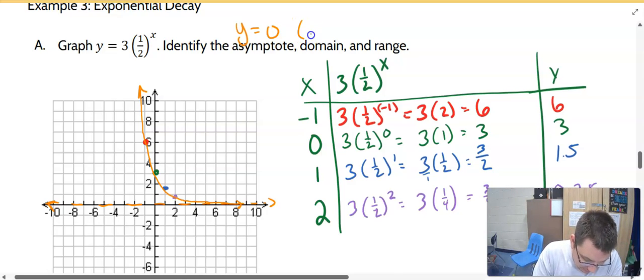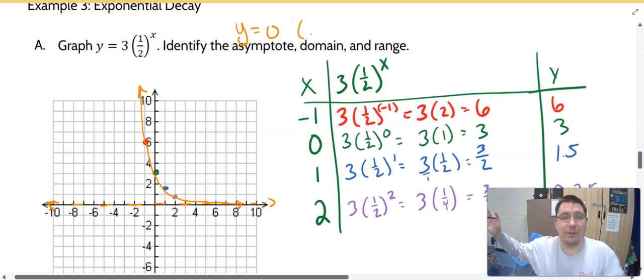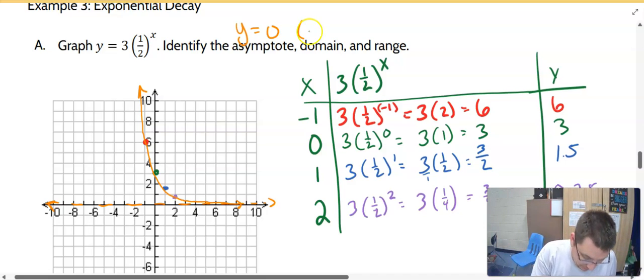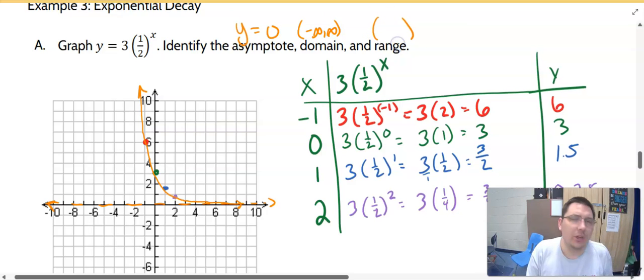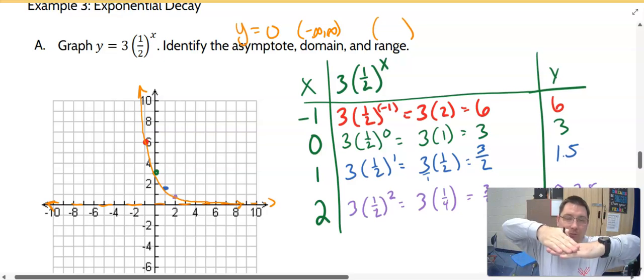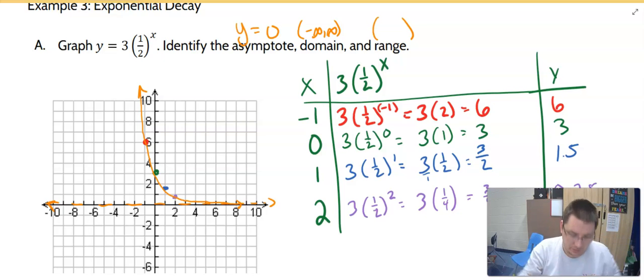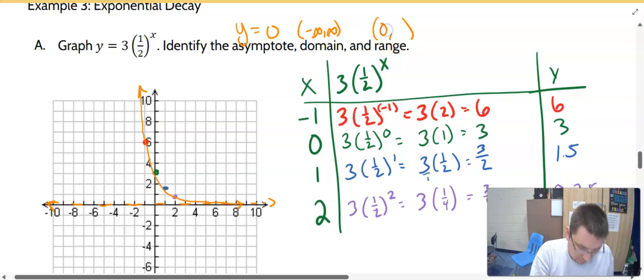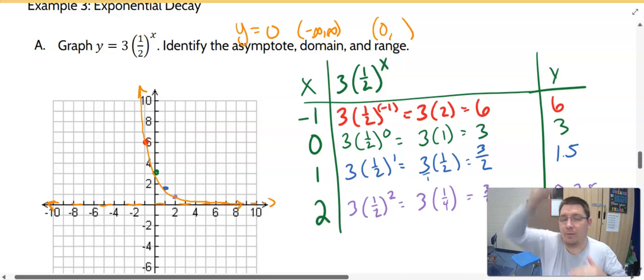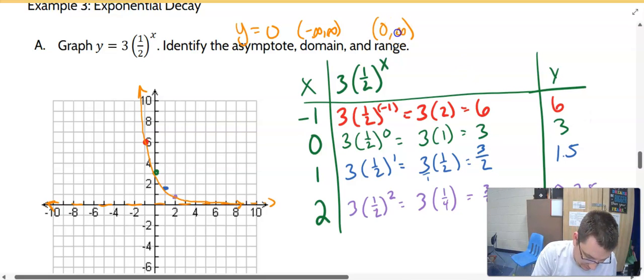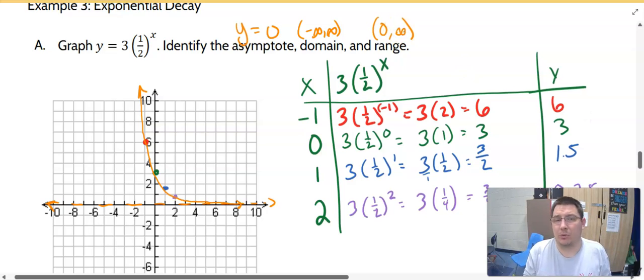The domain, still all real numbers. It's going from -infinity to +infinity. So we can put that in. And then the range, what's the lowest that this graph can be? Well, again, it's approaching that asymptote, getting closer and closer to 0. So we're going to go from 0, and it's going up forever, so it's going to go to +infinity. And so we see our graph there.